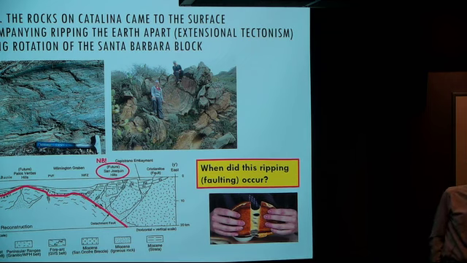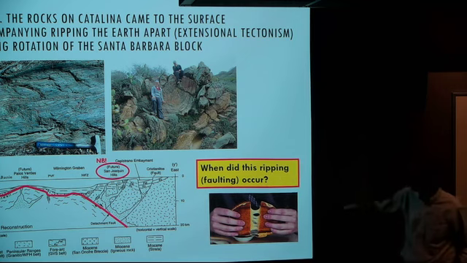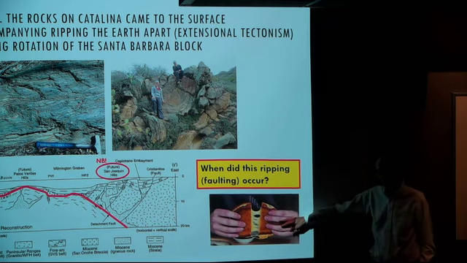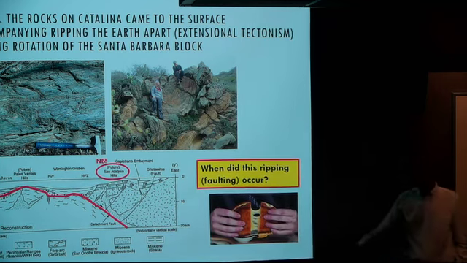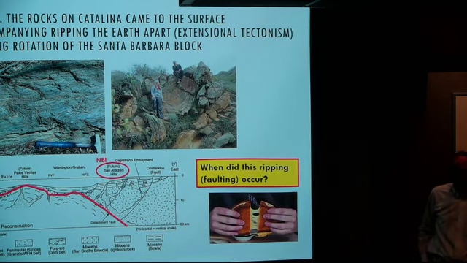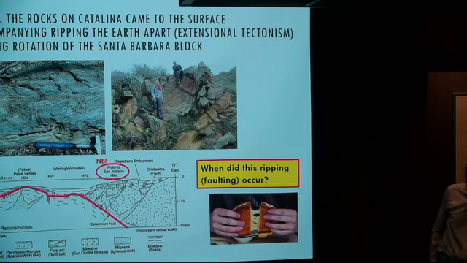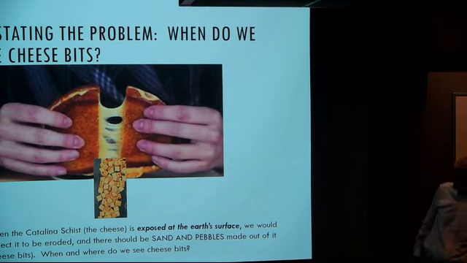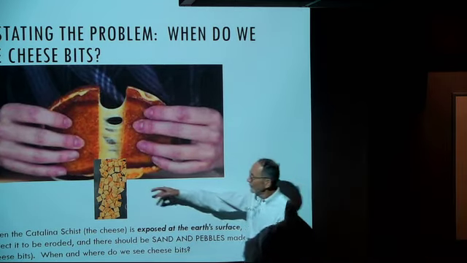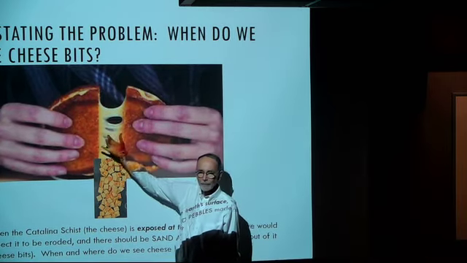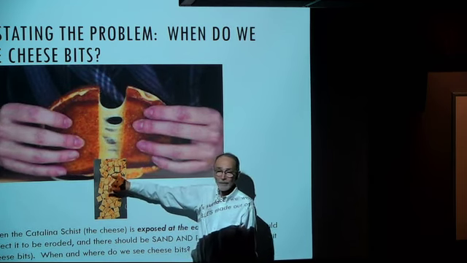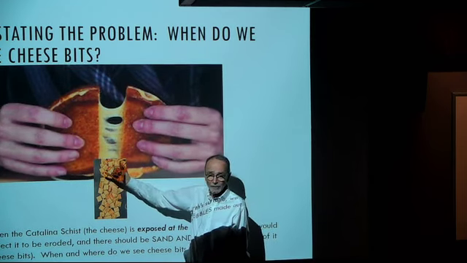All right? So when did this ripping occur? And this brings up the dilemma of, do you remember what I called it last week? It's the problem of the cheese bits. So when do you start seeing little cheese bits, meaning the cheese is now at the surface, so now we'll see pebbles of cheese or pebbles of the Catalina schist.